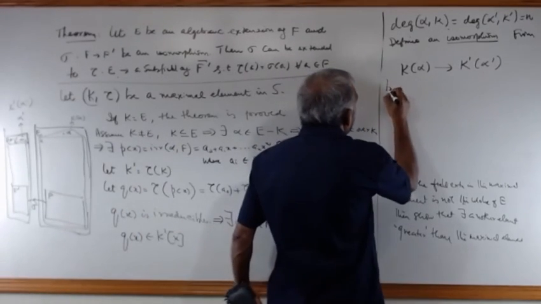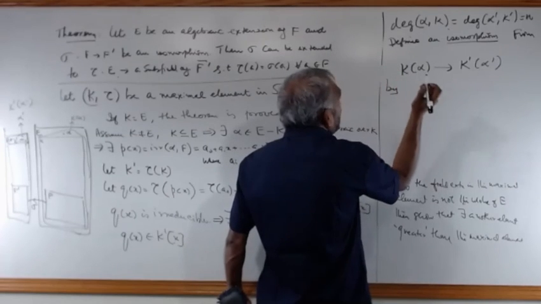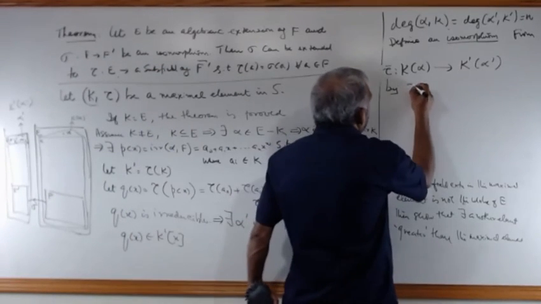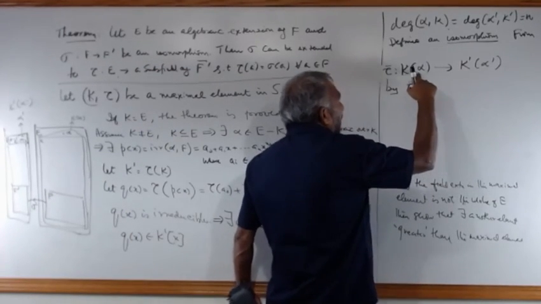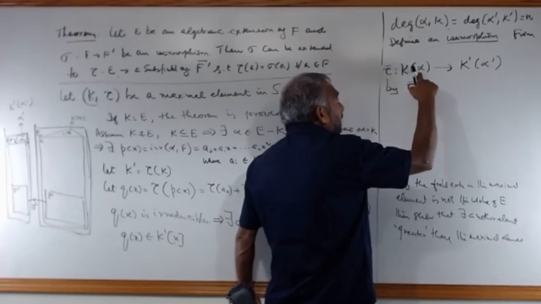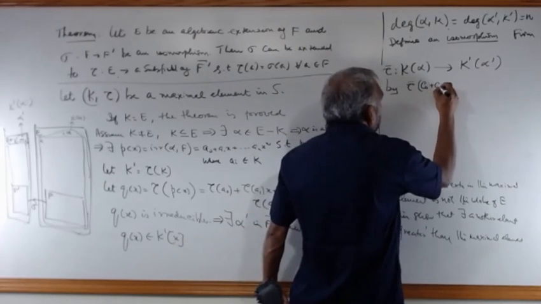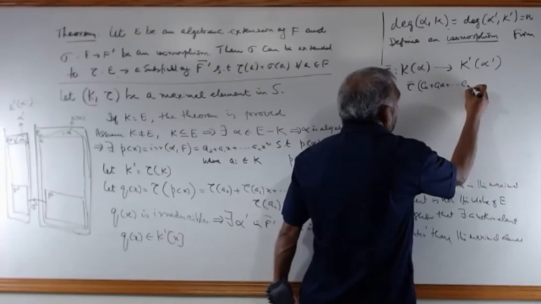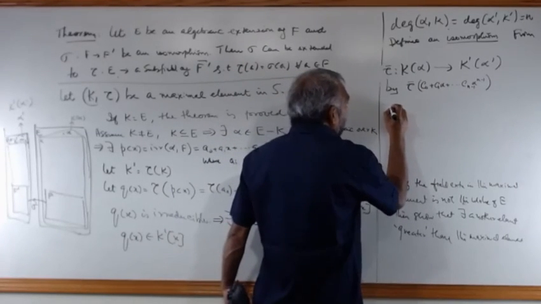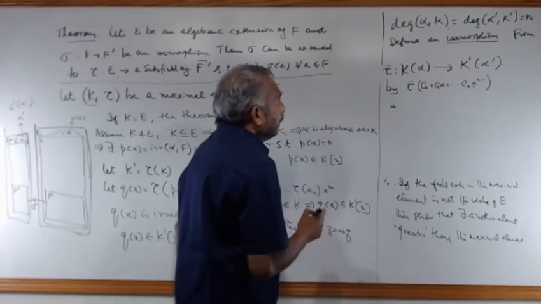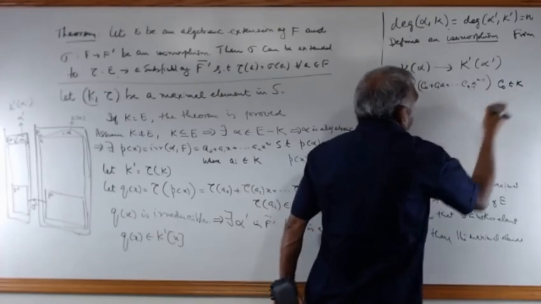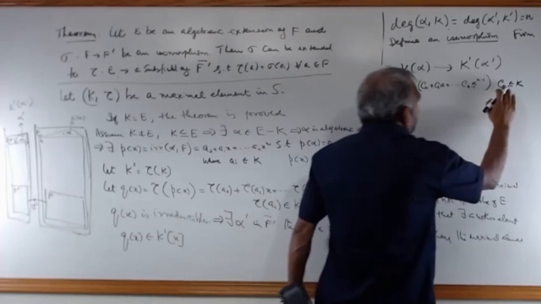By tau bar. What is an element here? It will be a polynomial in alpha whose degree is less than n. So that is c0 plus c1 alpha plus and so on, c_{n-1} alpha to the power of n minus 1. That is a general element in here, where all these c_i's are from k.